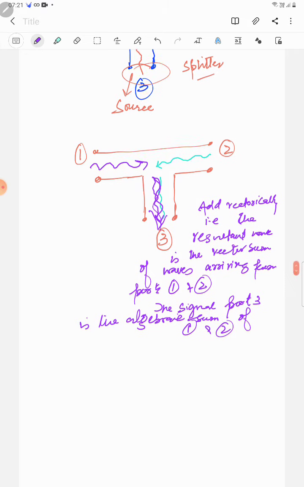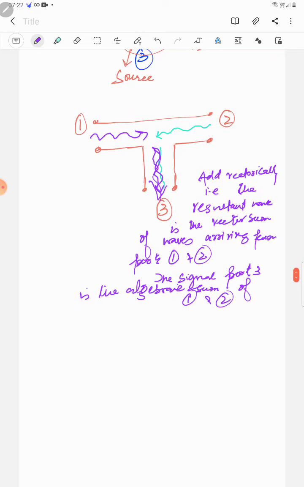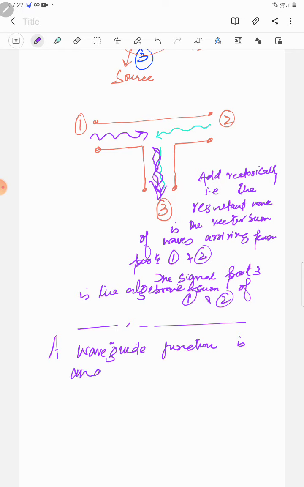Now let us see an analogy of a microwave junction. Say for example a microwave junction or a waveguide junction is analogous to a junction of water pipes.